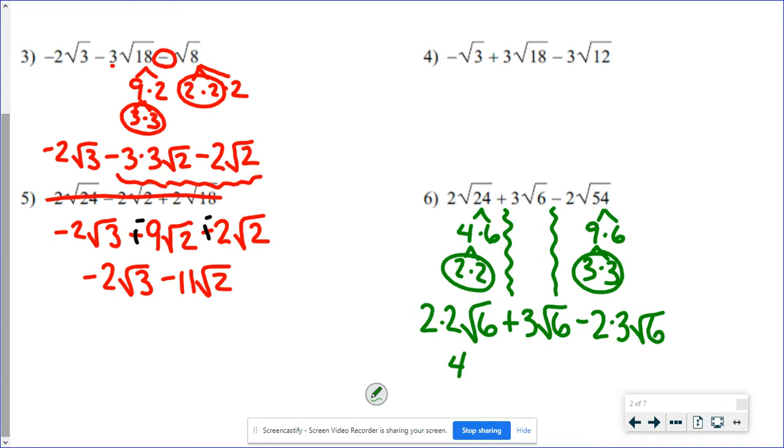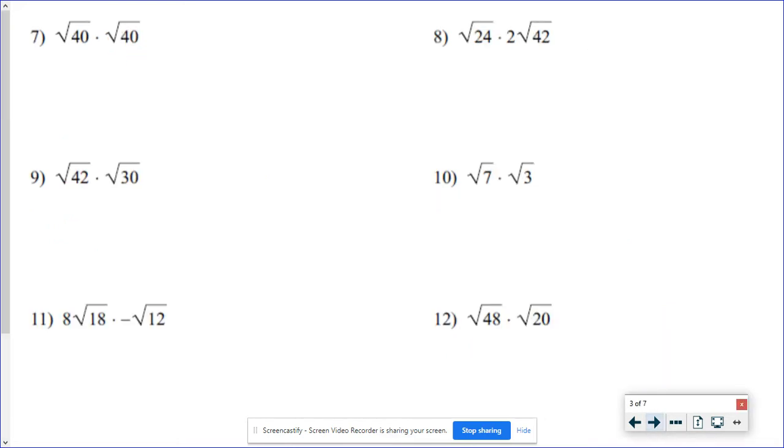So I'll have 4 rad 6 plus 3 rad 6 minus 6 rad 6. We had a problem very similar to this in the last lesson. 4 of those rad 6s plus 3 of those rad 6s is 7, minus 6 of those rad 6s is just going to be 1 rad 6, or just rad 6. This was just the multiplying part.